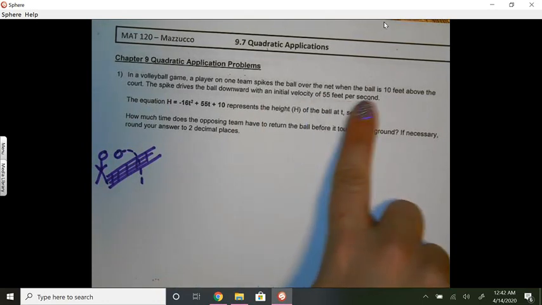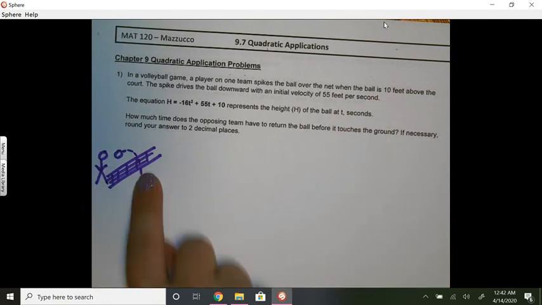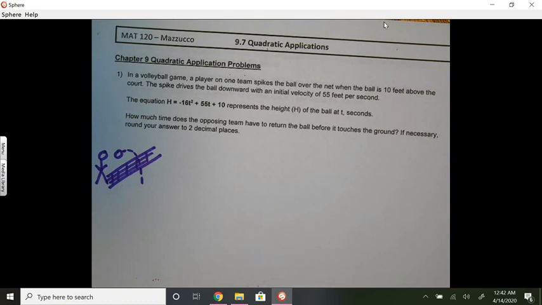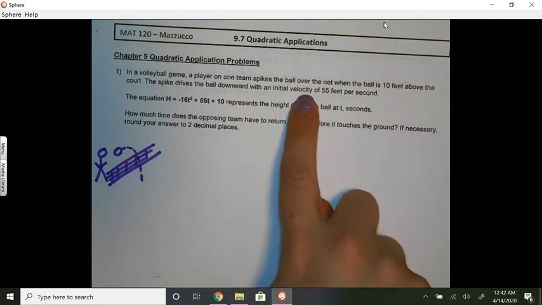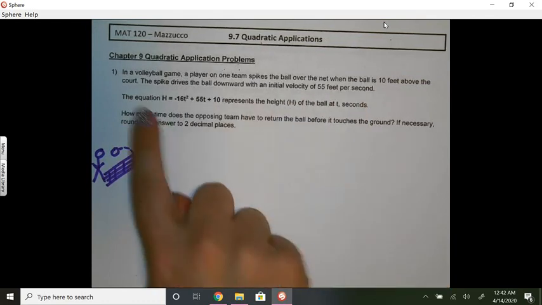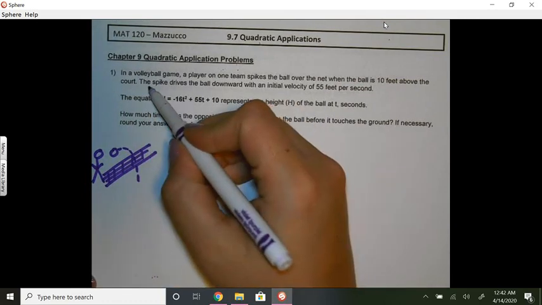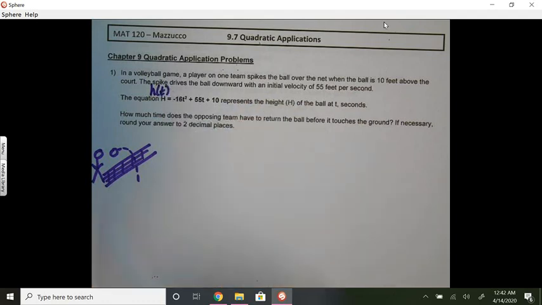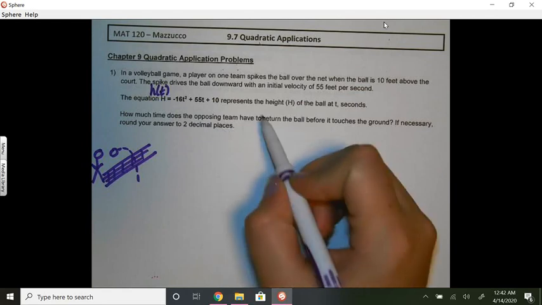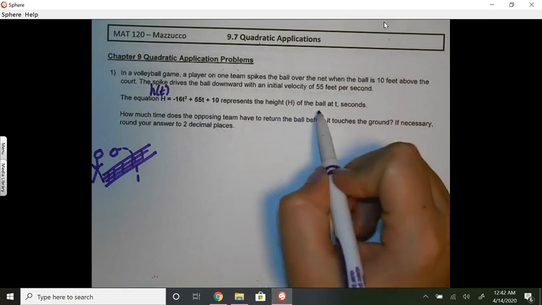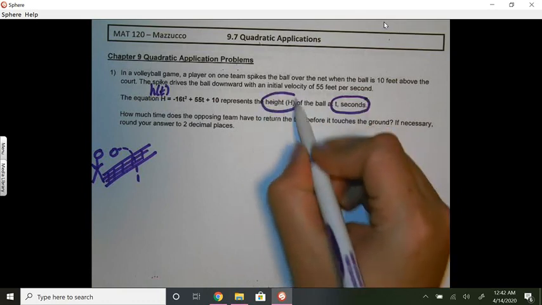Okay, and it says the ball is 10 feet above the ground, and then the player is going to go down on it, and it's going to spike the ground. It says downward, so we know it goes down, and it tells us the initial velocity and all of that, and then it says the equation h equals, this could have also been written like h of t if we wanted to in function notation, but it's just an equation. It says it represents the height h of the ball at t seconds. So t is the seconds and h is the height of the ball.